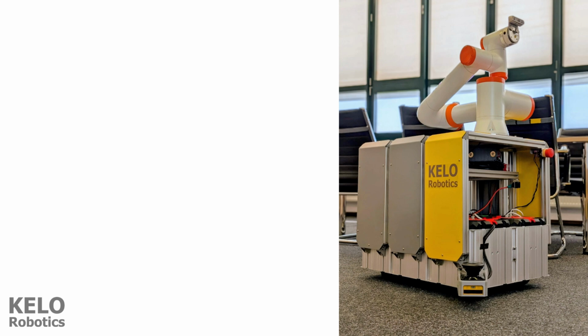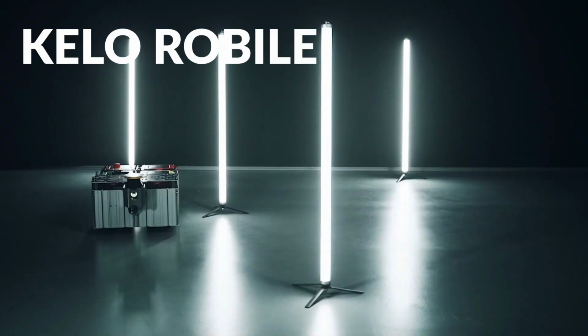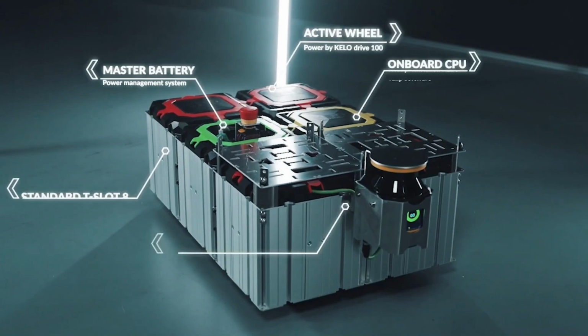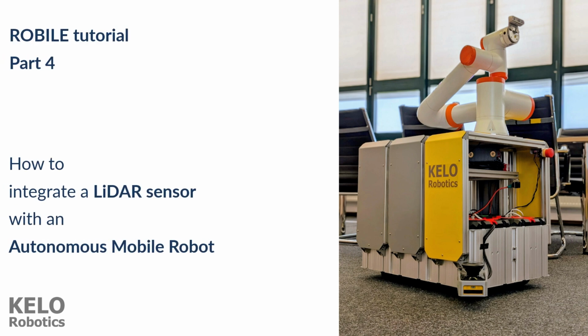In this video, we'll show you how to integrate a LiDAR sensor with an autonomous mobile robot. We're using the KELO ROBILE, a modular mobile platform, equipped with Hokuyo LiDARs. Follow along as we walk you through the software setup and a basic navigation demo.